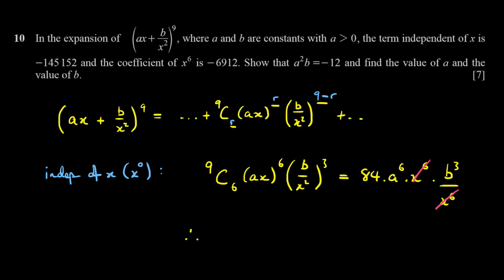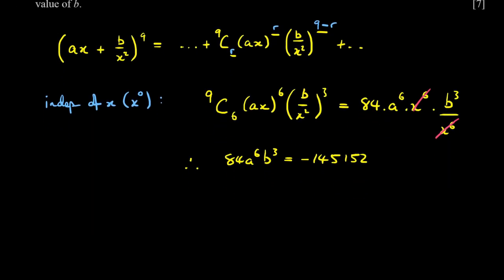So let's write that out nice and carefully. We're saying, therefore, 84a^6 b^3 is equal to negative 145,152. I'm just going to see if I can divide that by 84. 145,152 divided by 84 gives me 1,728. So I'll simplify this as a^6 b^3 is equal to negative 1728.